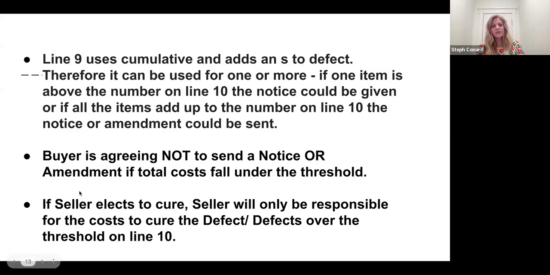Oh, I will say this. Line 9 uses cumulative and adds an S to the word defect, so therefore it can be used for one or more. If one item is above the number on line 10, then a notice could be given. Or if you've got multiple items, let's say that $5,000 threshold amount, you've got 5 different things that cost $1,000, you can use the total of those repairs in terms of that threshold amount.